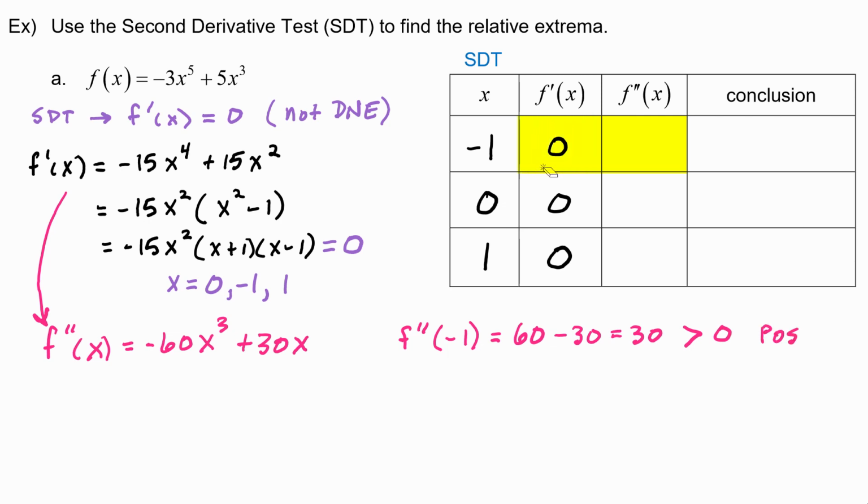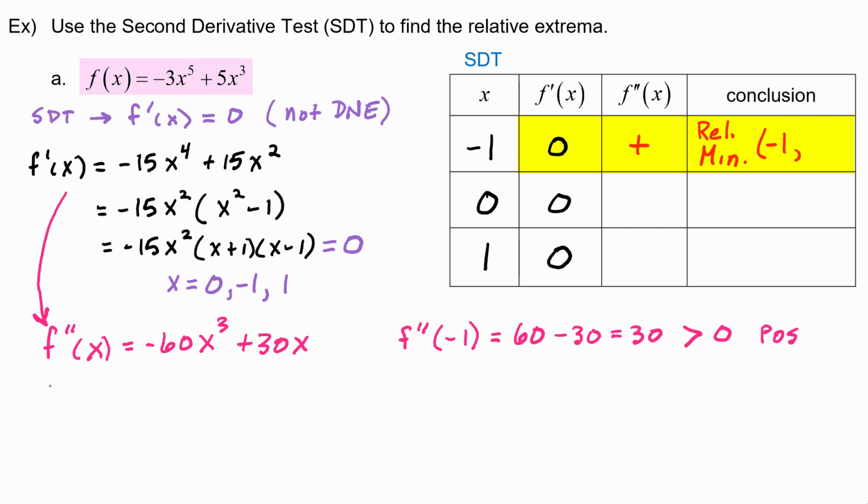So because the first derivative is 0 and the second derivative is positive, we know that could only happen at a relative minimum. We know the x value is negative 1, and we will have to plug into f of x to find the y value.